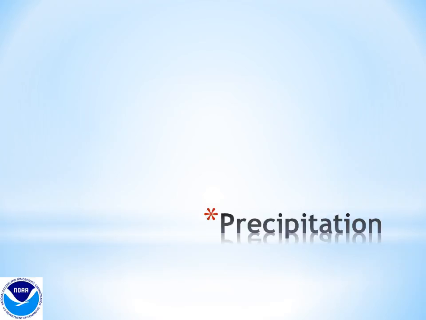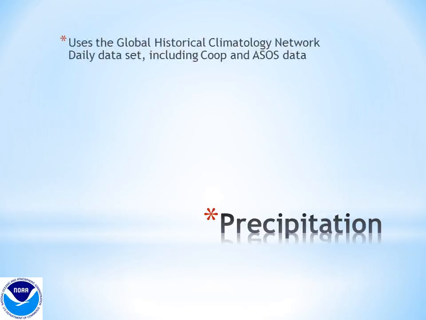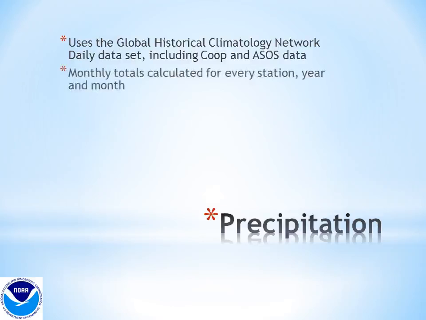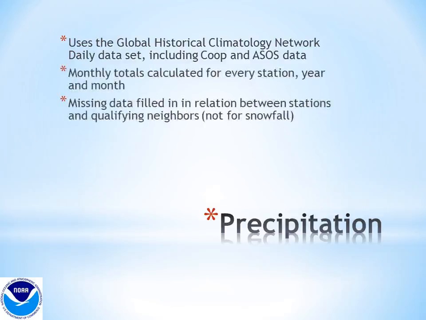Normals for precipitation are computed using cooperative and network daily station data. The 24-hour precipitation totals, 24-hour snowfall totals, and the once-a-day snow depth measurements are considered for the calculations. For precipitation, the monthly totals are calculated for every station, year, and month in the dataset. Missing values are filled in using a regression relationship between stations and qualifying neighbors. This is not done with snowfall due to the large number of zeros in the dataset.